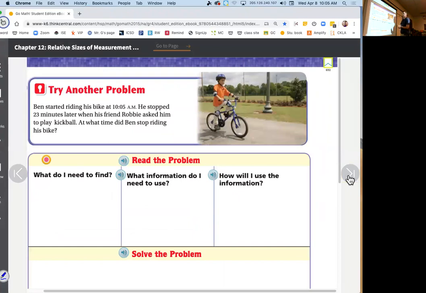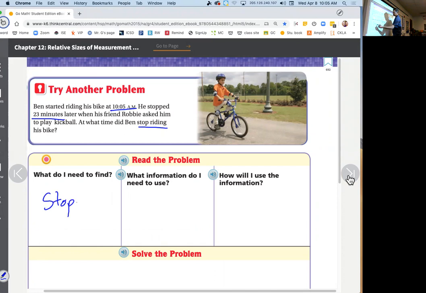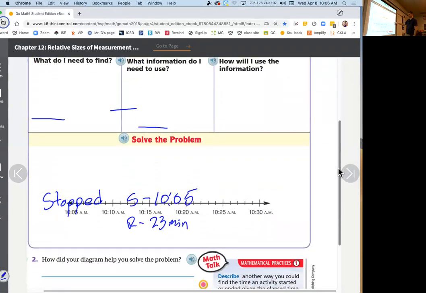All right. So Ben started riding the bike at 10:05 a.m. He stopped 23 minutes later when his friend Robbie asked him to play kickball. What time did Ben stop riding? So we got to find out when he stopped. What information do I use? We know that he started at 10:05, and we know that he rode for 23 minutes.